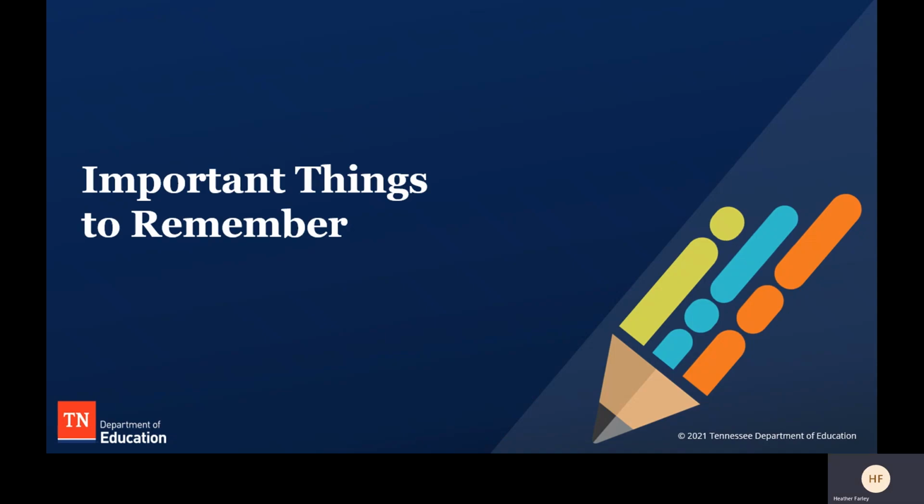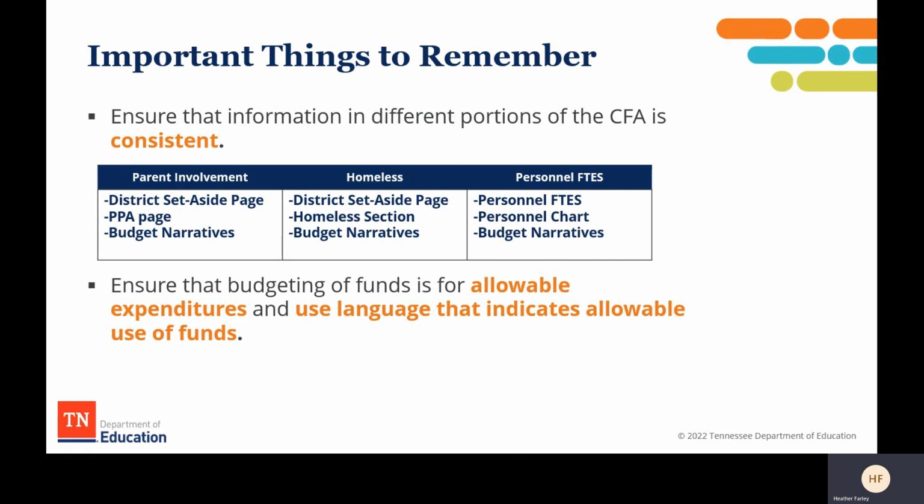Some important things to remember when completing the CFA: ensure that information in different portions of the CFA is consistent, such as your parent involvement, making sure what you have on the district set-aside page aligns with your PPA page in the budget narrative, and with your personnel FTEs, ensuring what you have in the budget aligns to the personnel chart.